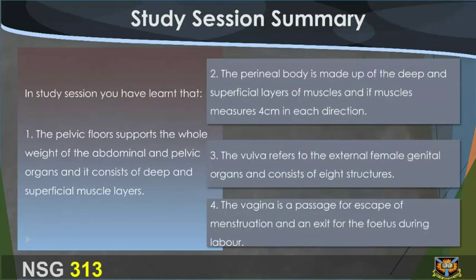Study section summary. In this study section, you have learned that: 1. The pelvic floor supports the whole weight of the abdominal and pelvic organs, and it consists of deep and superficial muscle layers. 2. The perineal body is made up of the deep and superficial layers of muscles, and it measures 4 cm in each direction. 3. The vulva refers to the external female genital organs and consists of 8 structures. 4. The vagina is a passage for escape of menstruation and an exit for the fetus during labor.